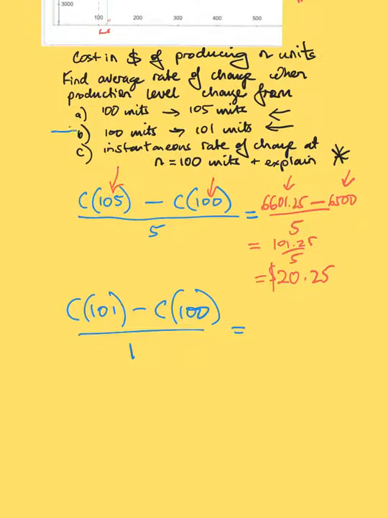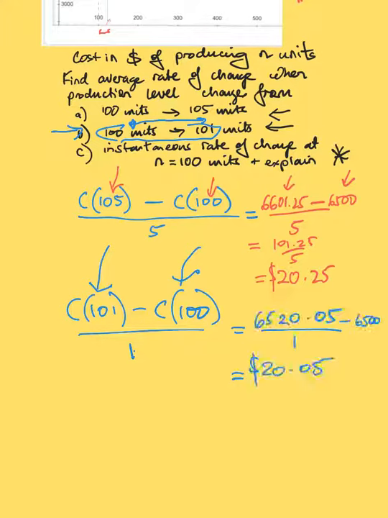This question here says, what's the average rate of change when I'm producing going from 100 units to 101 units? So then I put these two values into the cost function, and I divide that by the difference in the numbers from 100 to 101. That's just 1, and this is what I get. So this is telling me that if I go from 100 units to 101 units, this is what it's going to cost me per unit.